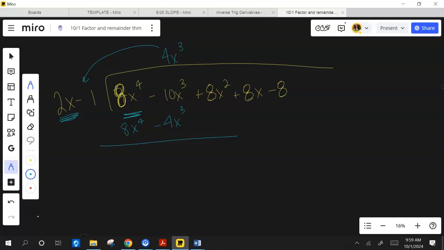Okay, listen. Everybody listen because I don't want y'all confused on your quiz. Negative 10x to the third, right? The first one's canceled. I'm subtracting all of this. Negative 10x to the third minus negative 4x to the third. So it's negative 6x to the third, right? And bring down your 8x squared. Now everything all over again, right?